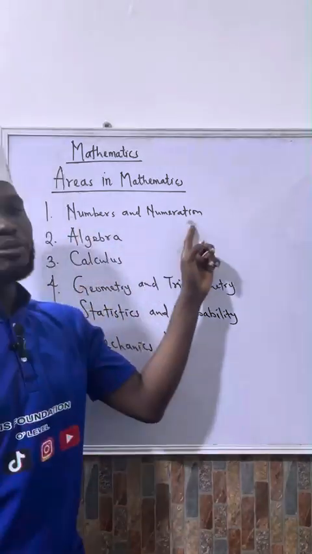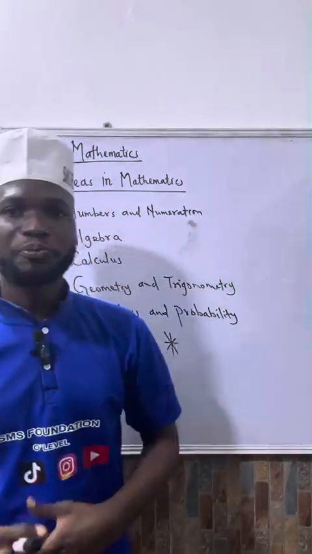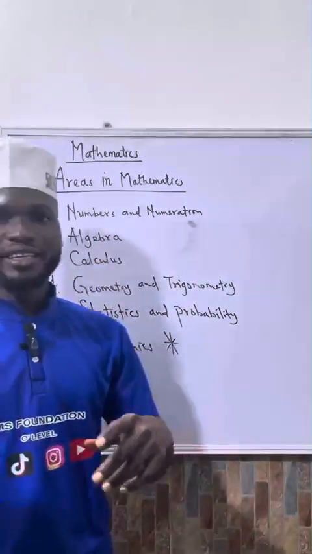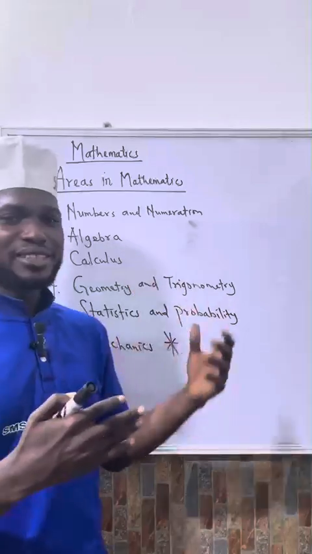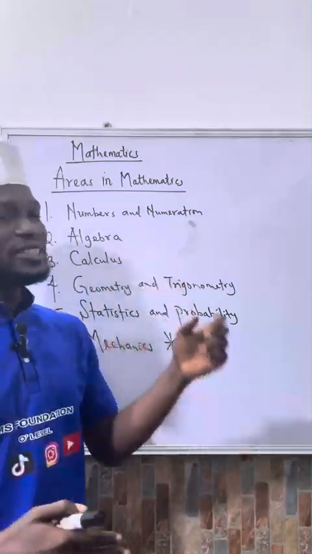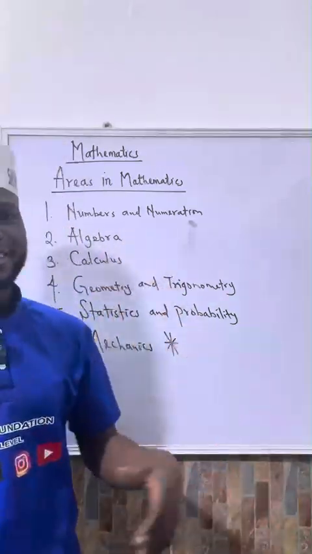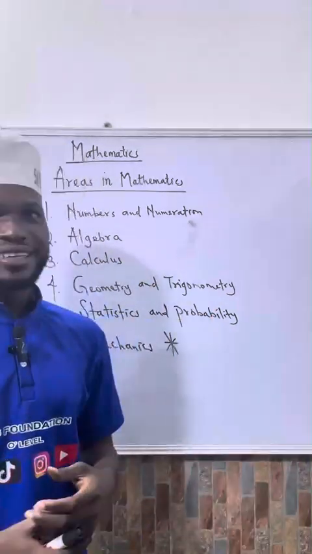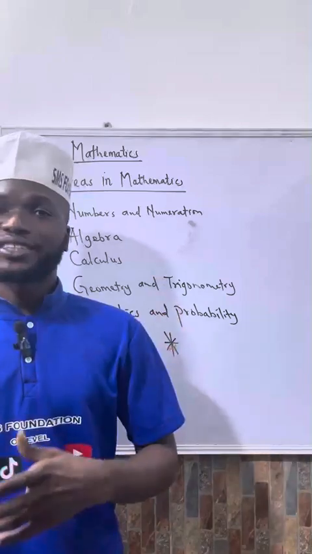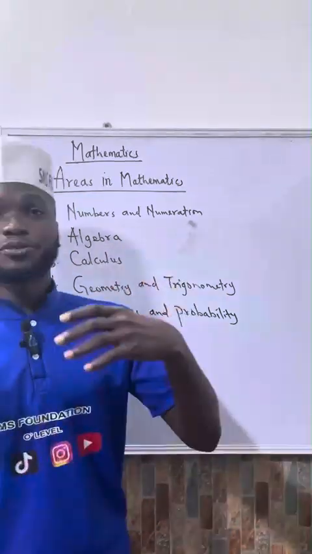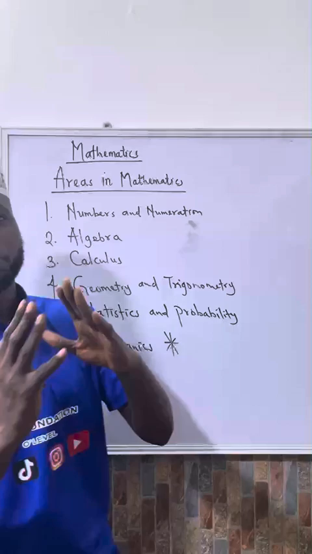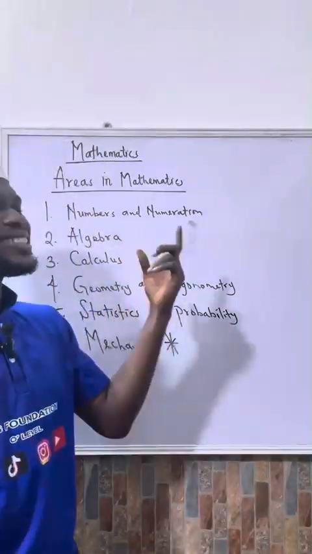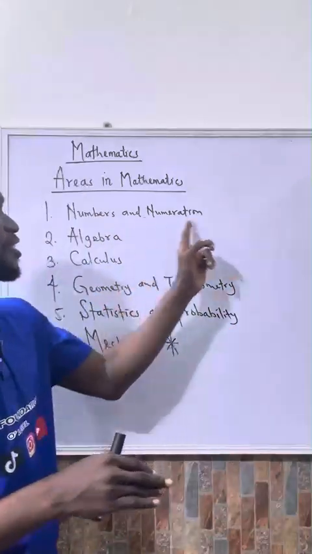Talking about numbers and numeration, that's where you see topics like indices, logarithm, and so on. You see topics like number bases, number system, modular arithmetic, ratio, proportion, and percentage, business mathematics, AP and GP. You see topics like simple interest and compound interest, and profit and loss, all those business maths. Even some part of set theory is under this.